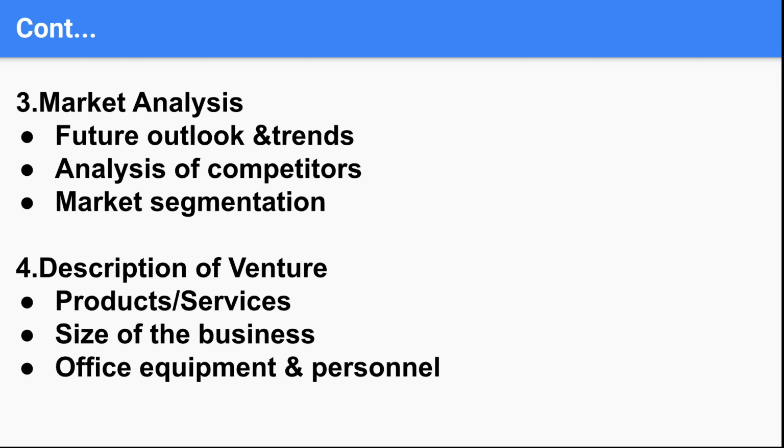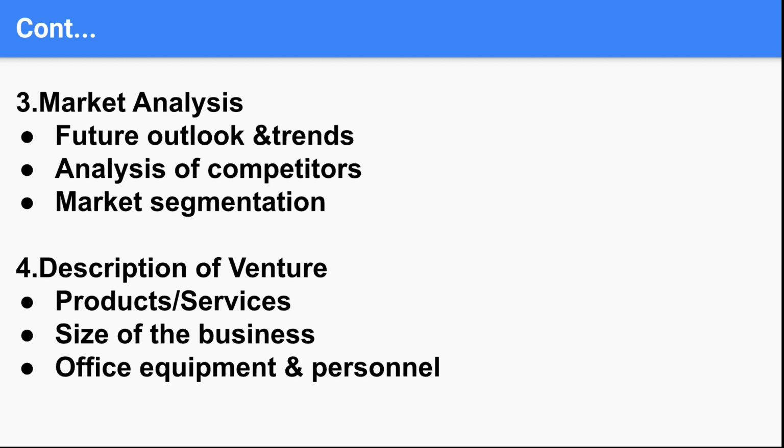Here it contains products and services, that is, describing what products and services you are producing or supplying. Then the size of the business has to be mentioned here. It depends upon the investment. Basically, the higher the investment, the larger the size of the business. The lower the investment, the smaller the size of the business.